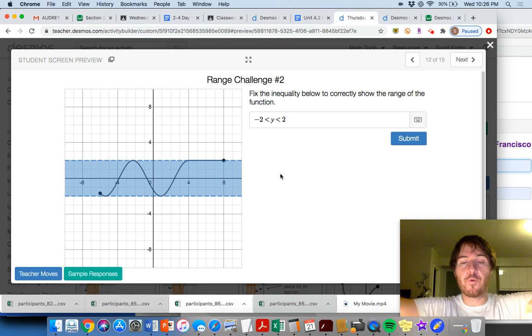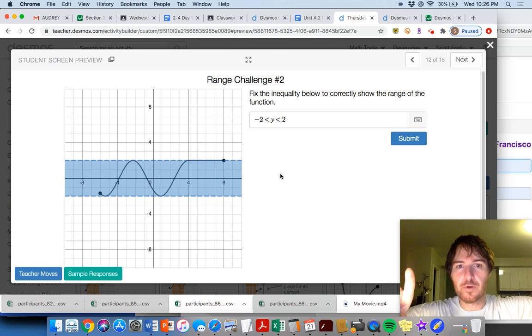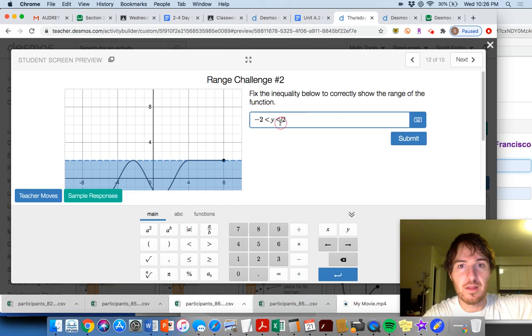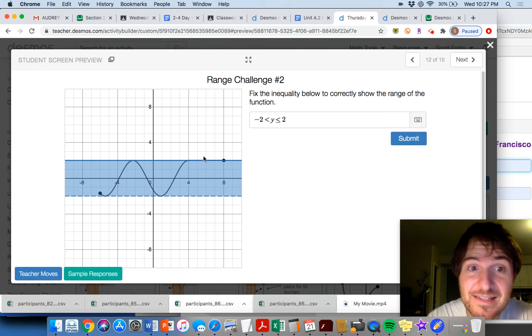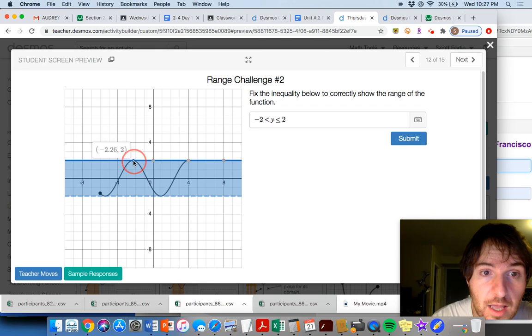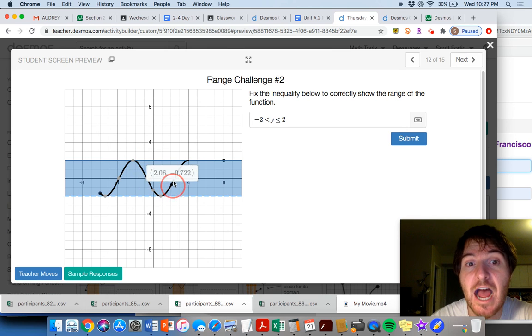There we have it. Wait, Mr. Forden made a mistake. What's the mistake that Mr. Forden made? Let's check it out. There we go. Done and done, because we see a closed dot here. Even though we didn't see a closed dot here, we would assume right here, this local maximum is part of the function. We don't see an open dot there, so we know that all the points on the curve are closed dots.